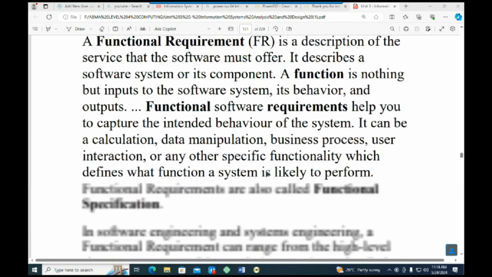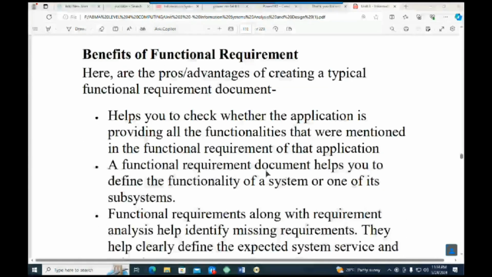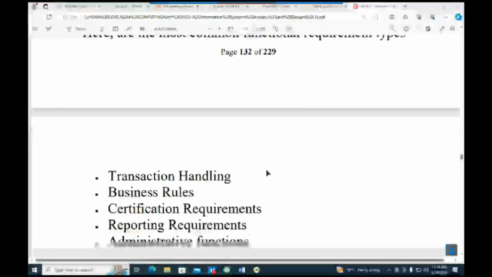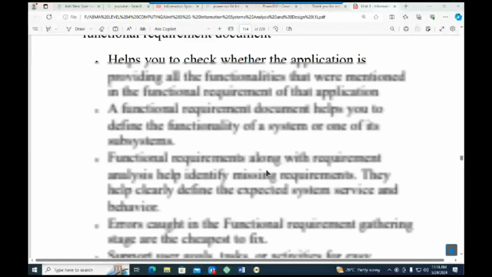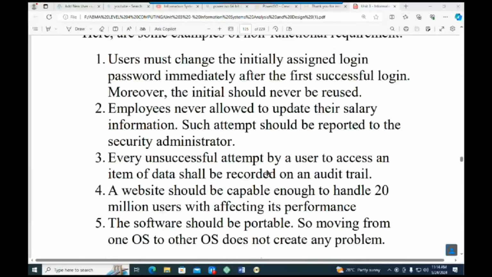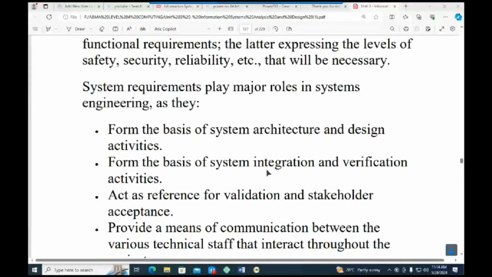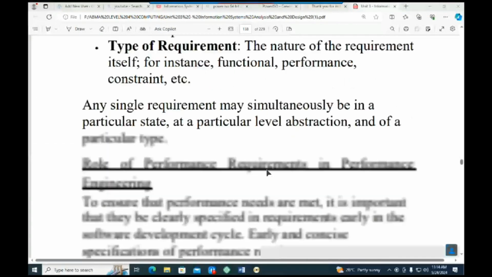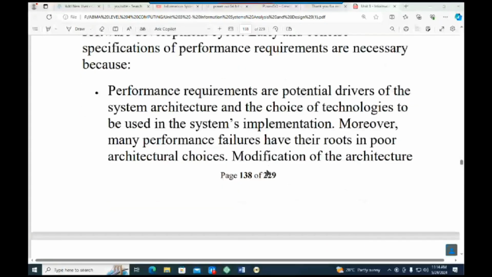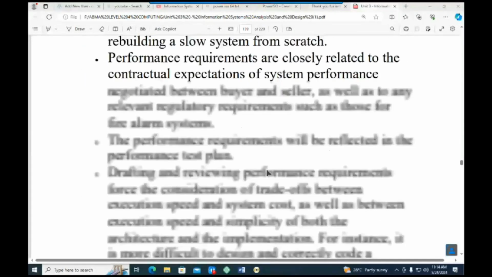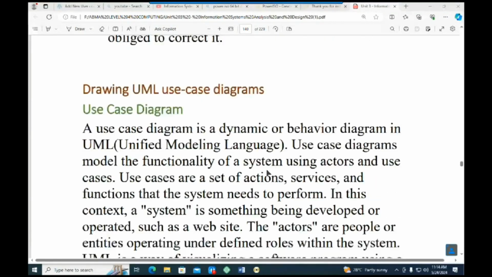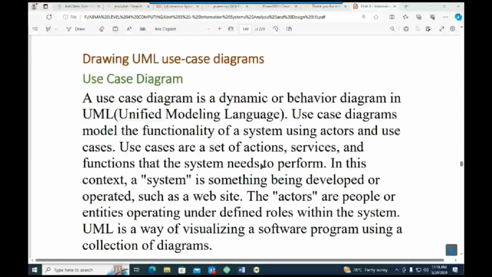Now, I'm not going back to functional requirements. I talked about functional requirements. You will allow me to move from there. This was just some repetition. So I want us to go to the next thing. Yes, drawing UML use case diagrams. This is where we are coming to.